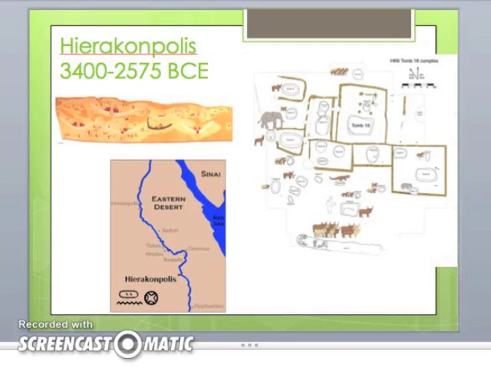There are a ton of tombs at this site, and we actually have some evidence of settlement from a little bit later in dating. In the tombs of Hierakonpolis, we have a lot of evidence of items that would have been traded around at this time period. So we have some silver and gold that would have come from farther south and also east.